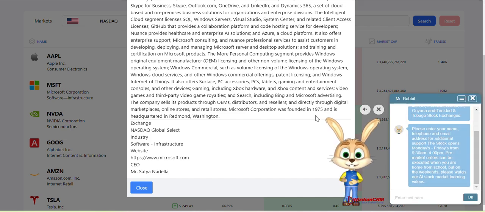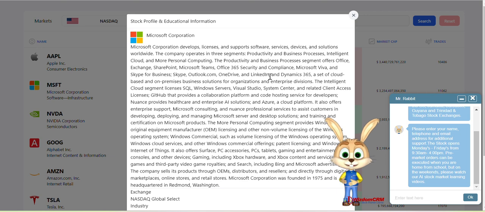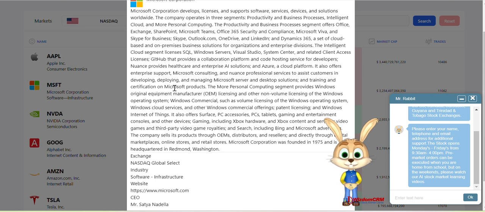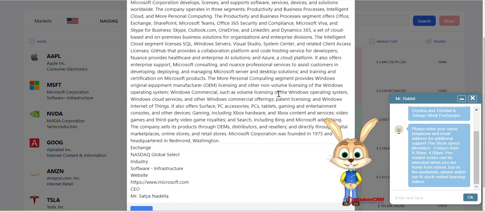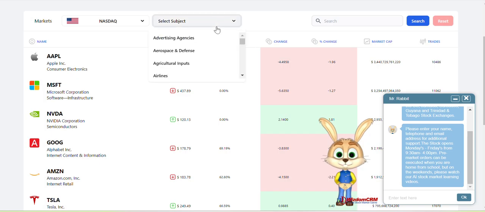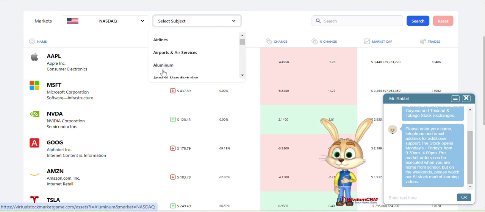Step 2, the stock market section, will educate you about listed companies on the US, Jamaica, Barbados, Guyana and Trinidad stock exchanges. If you select industry, the platform will filter stocks based on your selection. Click on the logos for the educational information about the company you're researching.